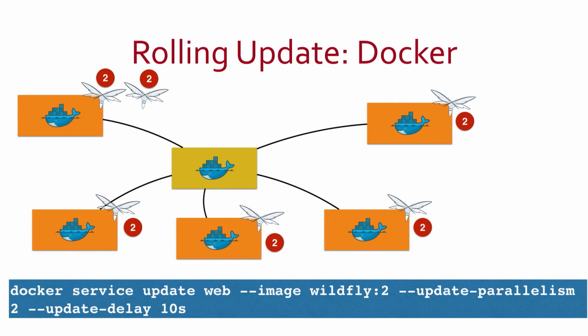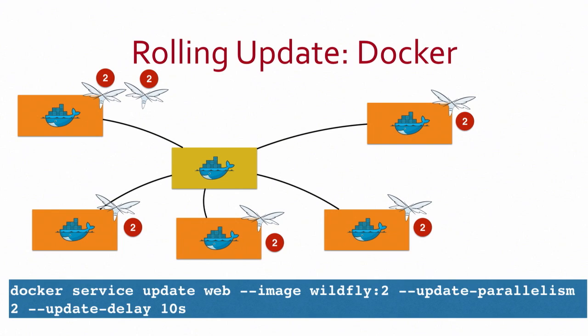And then I'm saying update-parallelism. What that means is update 2 at a time. And then I'm saying after you update 2 containers, wait for 10 seconds. Let the cluster settle down, and then update the next 2. So there are some options available to you. You can play around with it, see what works for you, what works for your setup, how much settle down time you need, how many parallel updates you want to make.